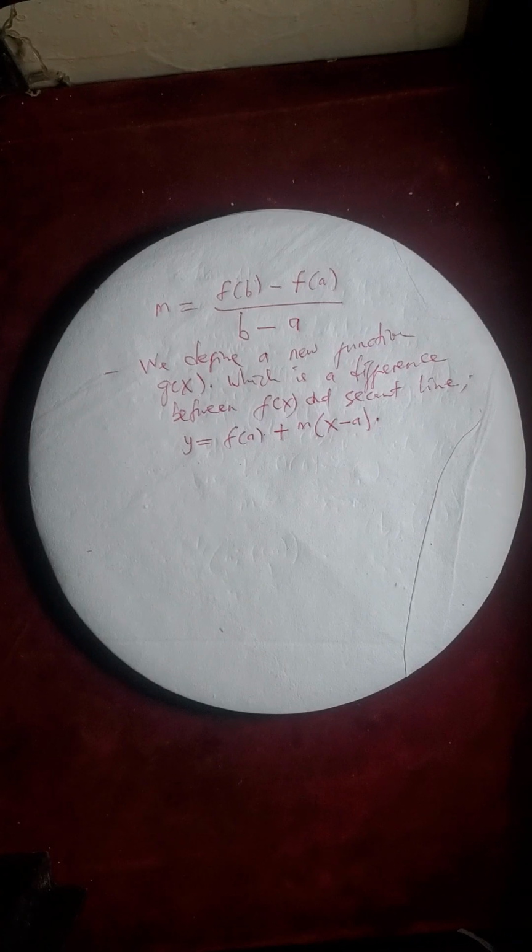So that's our case. We define a new function g of x. This g of x, it's a difference between who? F of x and the second line. Who is the second line? The second line is given by what? F of a plus m multiplied by x minus a.